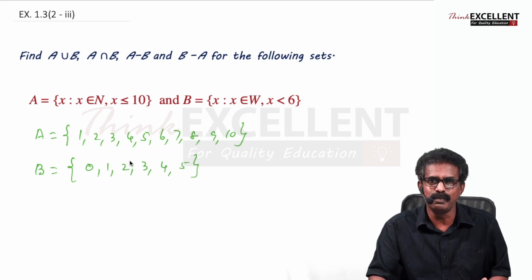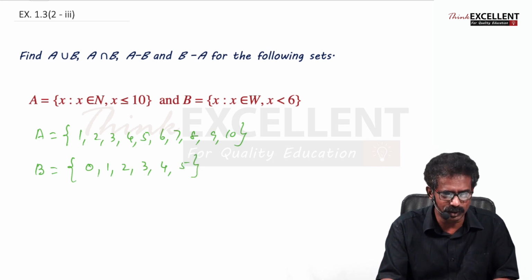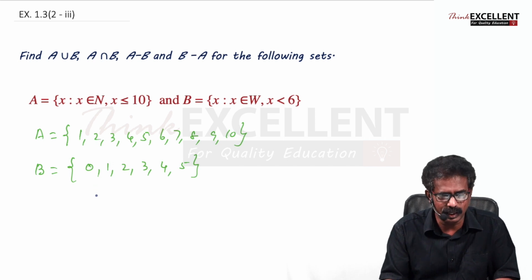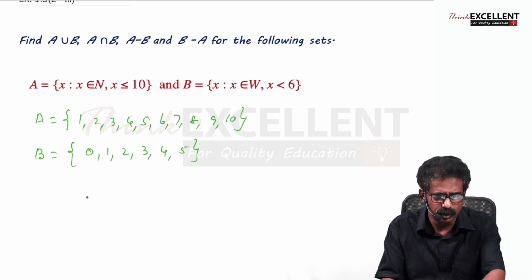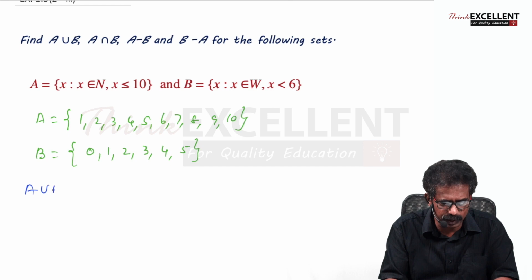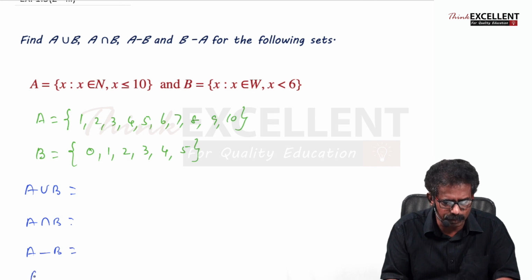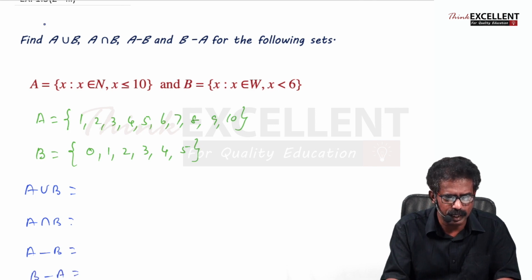Now you can find it, no? So this one sum also I'll teach you. Next sum I want you to do, okay? So now it is in roster form. You know how to find A union B, how to find A intersection B, how to find A minus B, and how to find B minus A, right? So you tell me one by one.